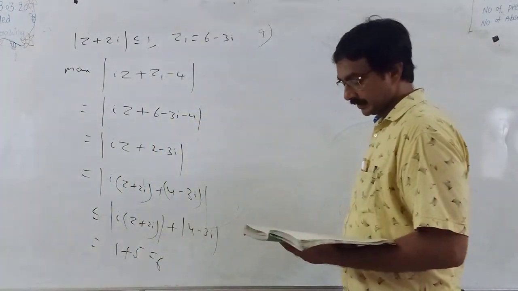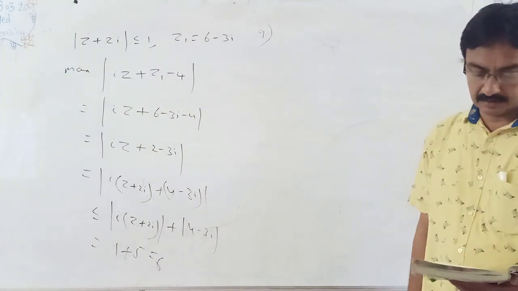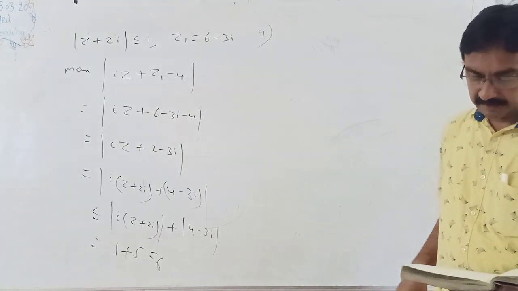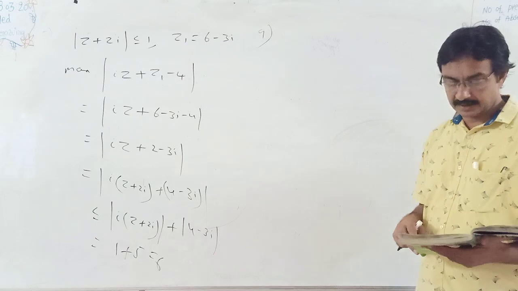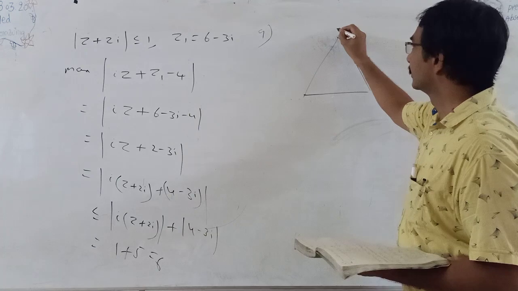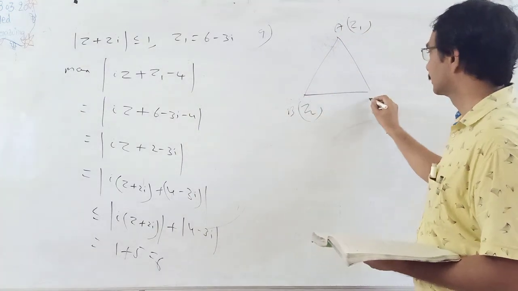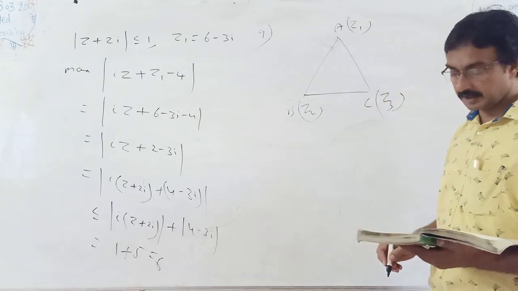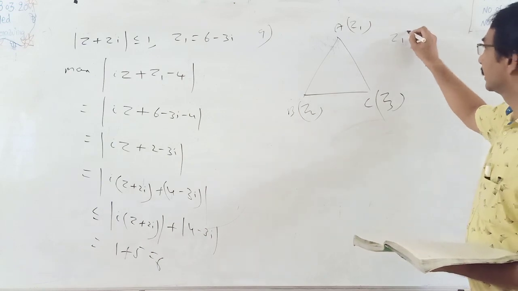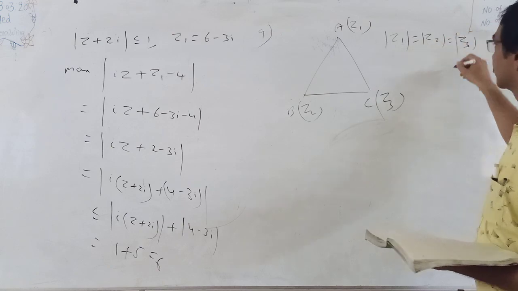Ninth one, say ABC are vertices of triangle ABC and mod z1 equal to mod z2 equal to mod z3. See, A of z1, B of z2, C of z3 are the vertices of an equilateral triangle, and also given that mod z1 equal to mod z2 equal to mod z3.